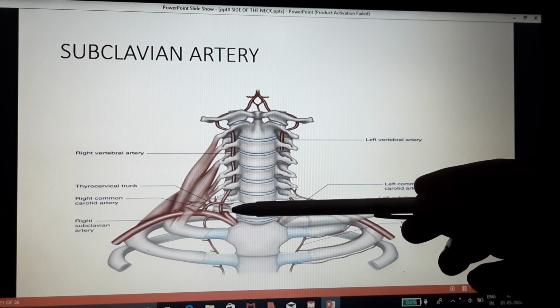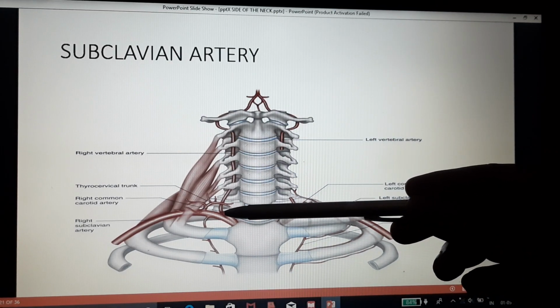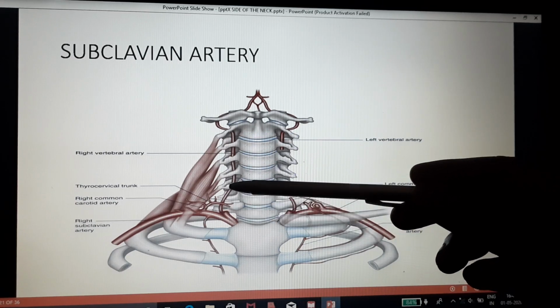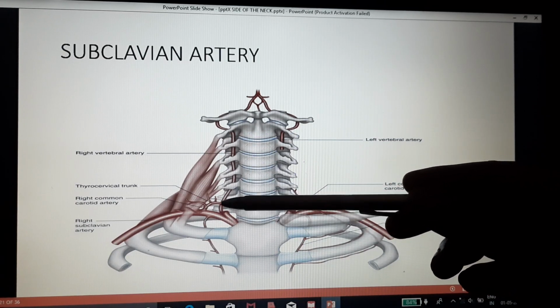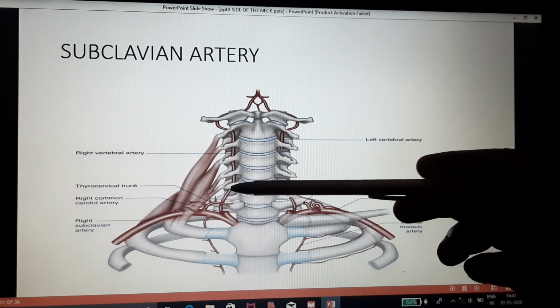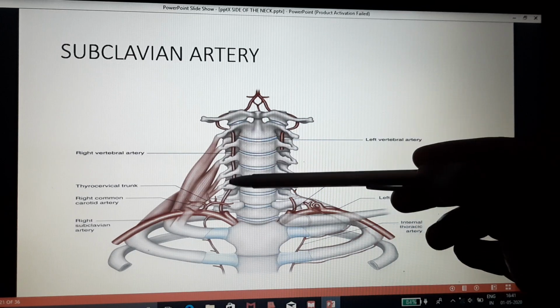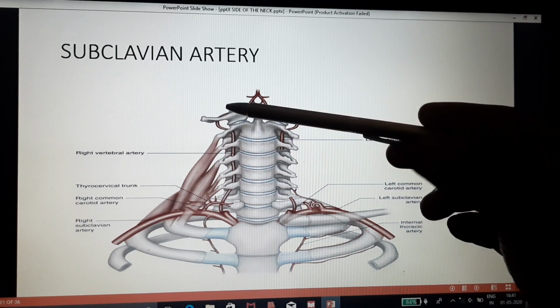For study purposes, the vertebral artery is divided into 4 parts. The first part lies between its origin and the foramen transversarium of the transverse process of the 6th cervical vertebra, and the second part is present within the foramen transversarium, this part from here to here.